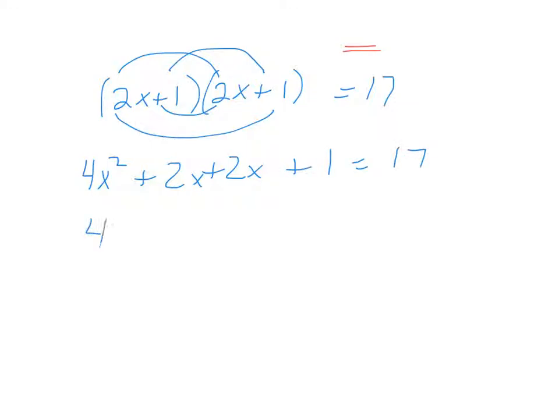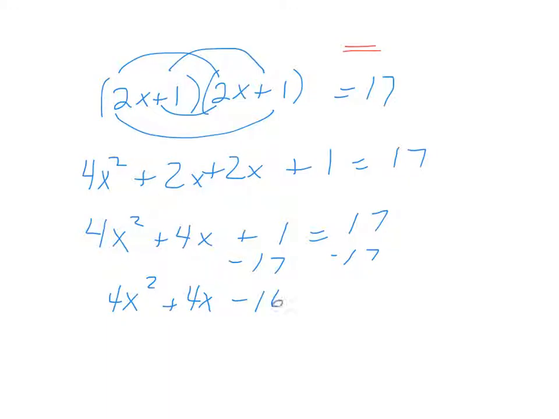Now I can move the 17 onto the other side. Well, I'm going to combine some like terms first, and then move the 17 onto the same side, and set it equal to 0. Now that it's equal to 0, I could factor it if it's factorable. It's not, because the last problem didn't come out with nice numbers, so it's not factorable. Or I could use the quadratic formula.